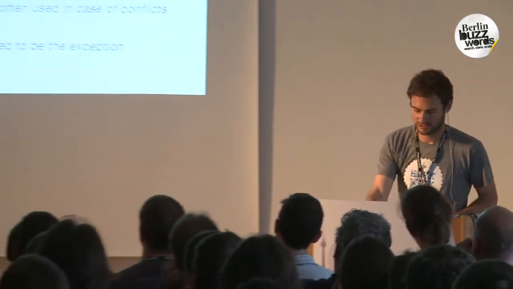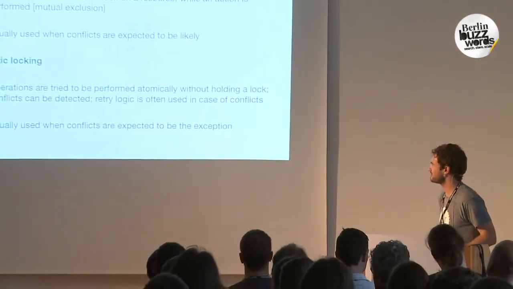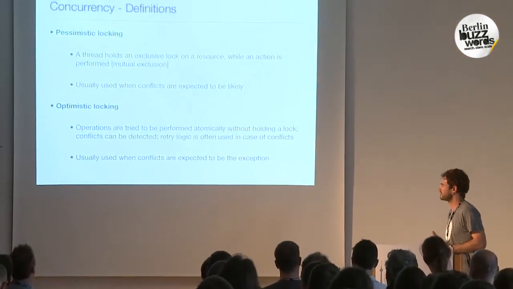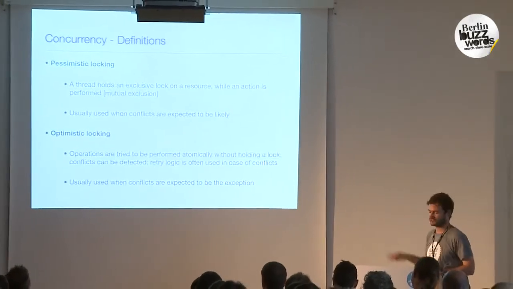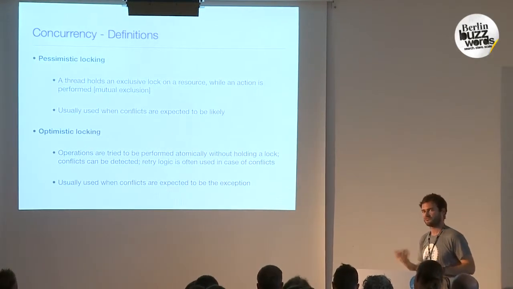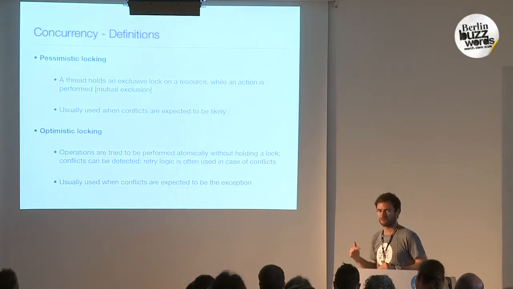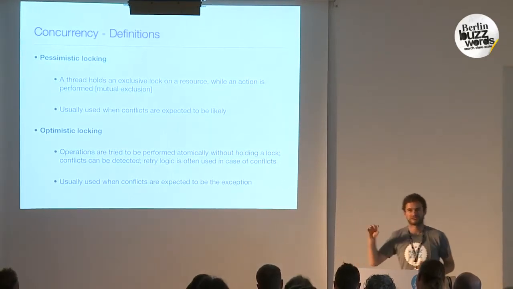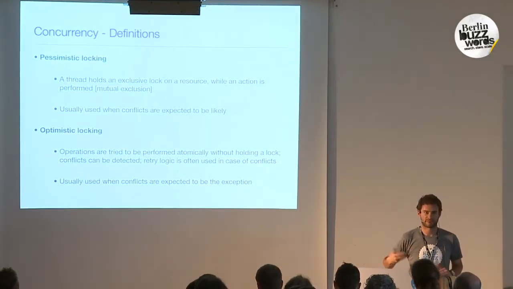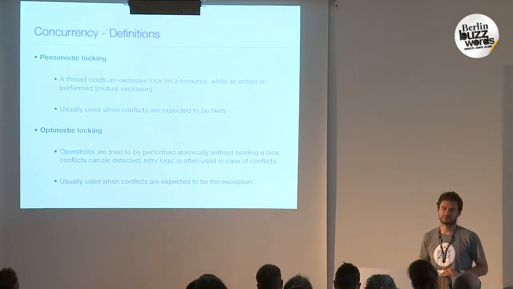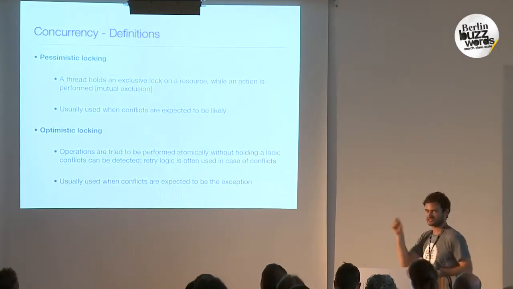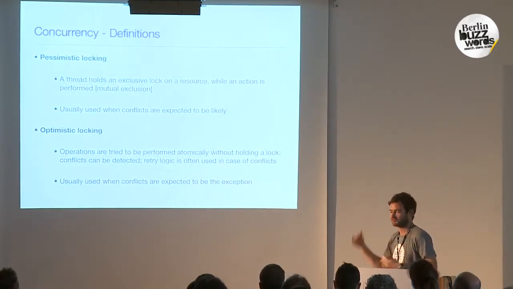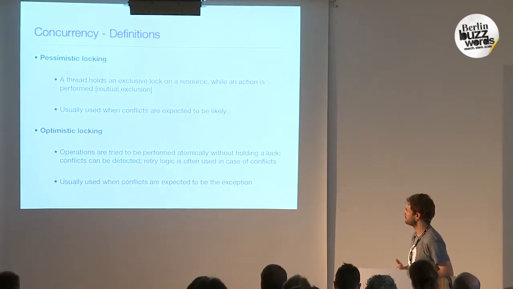So now I want to talk about concurrency, which is particularly interesting in this index. So first a few definitions. Pessimistic locking is what's commonly used when you use synchronized keywords. So basically you protect a certain area of code from being accessed by more than one thread at the same time. That's what everybody knows, if you write synchronized in front of a method or a block.